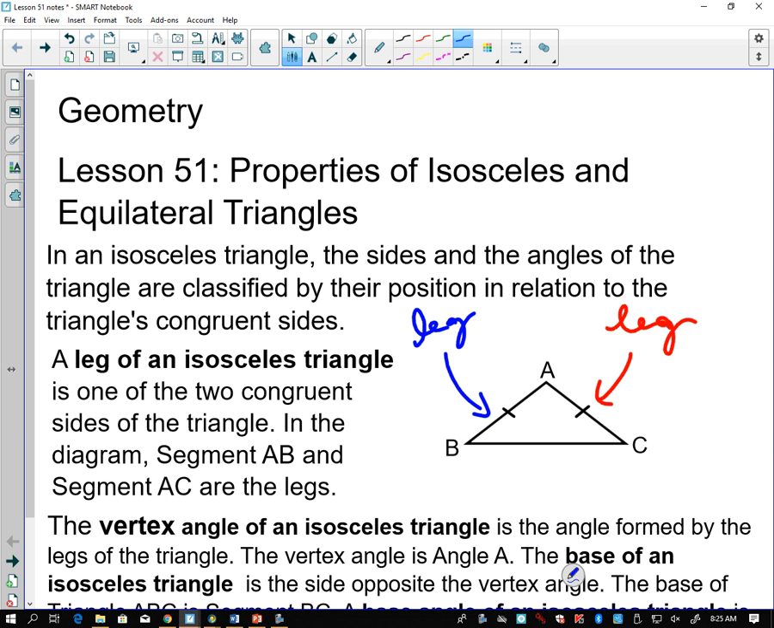So in the diagram, we see AB and AC are the legs. So if you didn't know already, all you really had to do was go ahead and read. But hopefully we knew the answer even without reading. All right, so let's look down here.